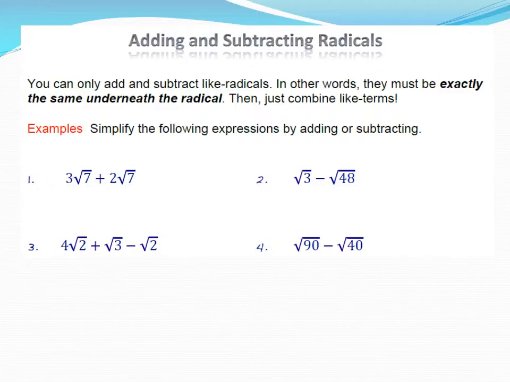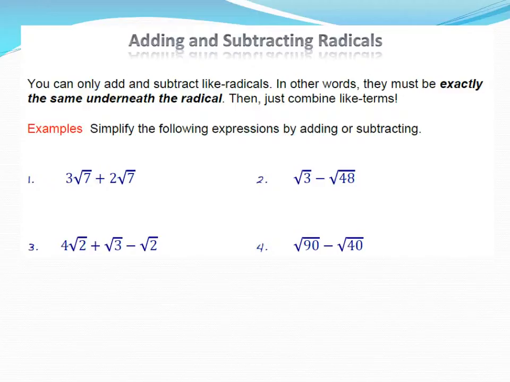So, for example, number 1 in our first one, we have 3 times radical 7 plus 2 radical 7. So let's say I get this expression again. I want to simplify it as much as I can. But what we're doing here is we're adding 2 things with radicals, so how do I do this?